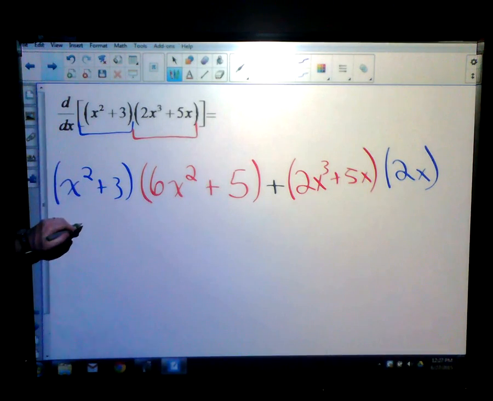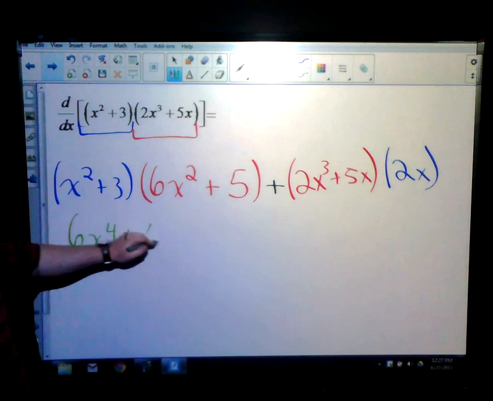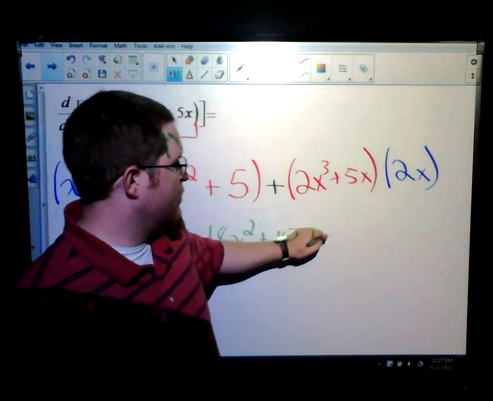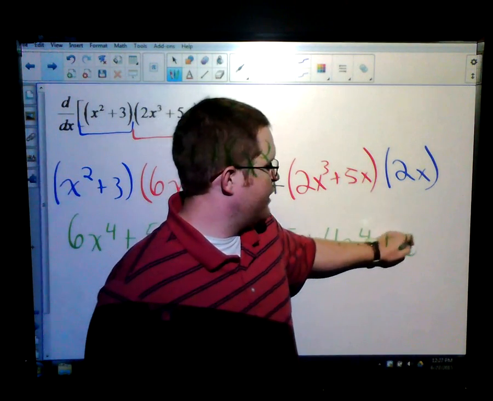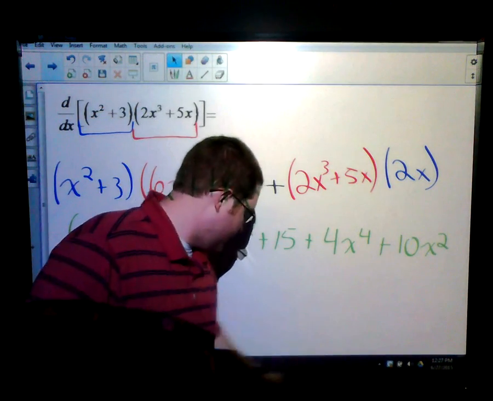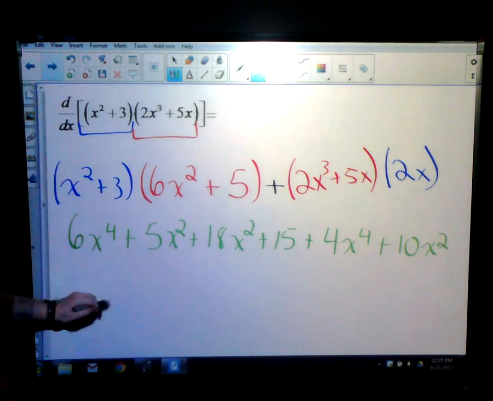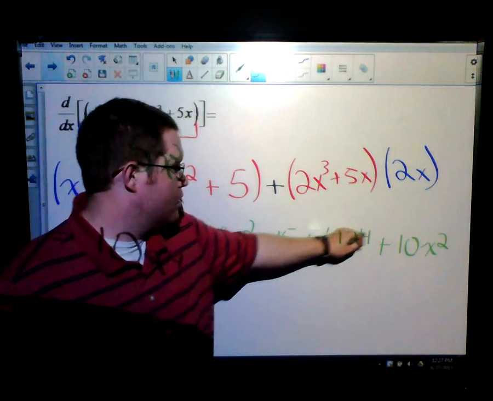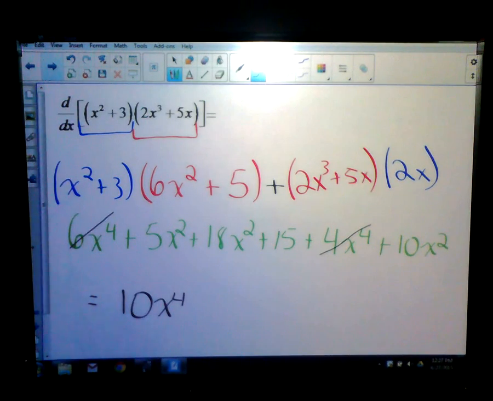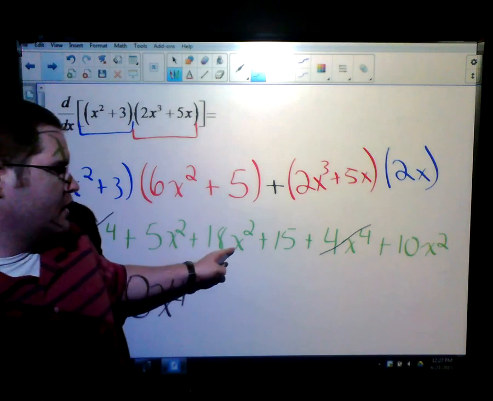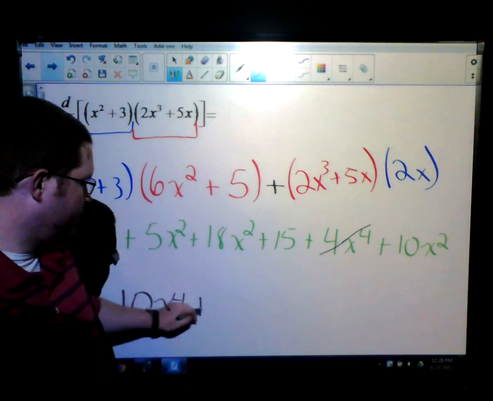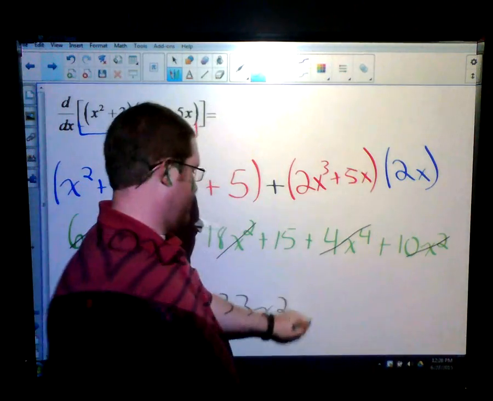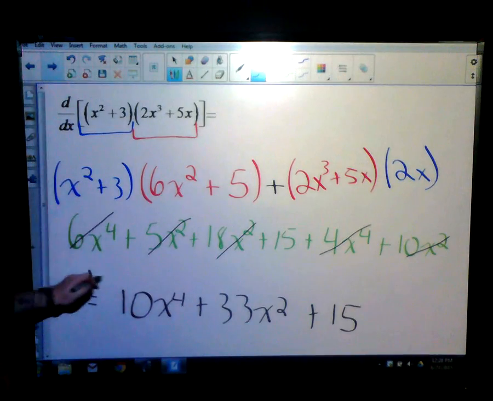Distribute out here, FOIL, you get 6x to the 4th plus 5x squared plus 18x squared plus 15 plus 4x to the 4th plus 10x squared. Let's clean that up. So the derivative is 10x to the 4th, gone, gone. 5, 18, and 10, that's 23, so that's 33x squared. Gone, gone, gone, and then plus 15. So that is your derivative.